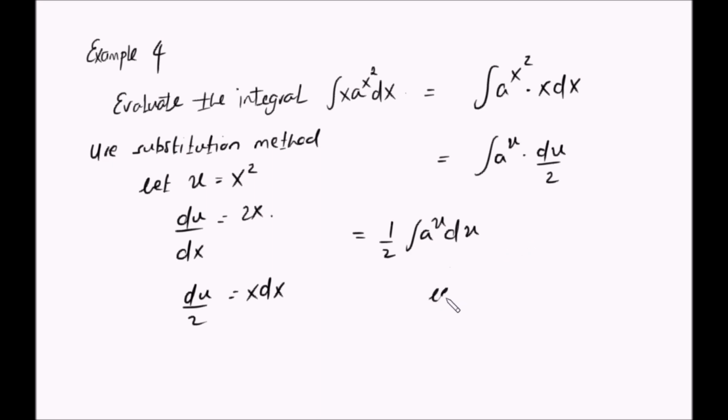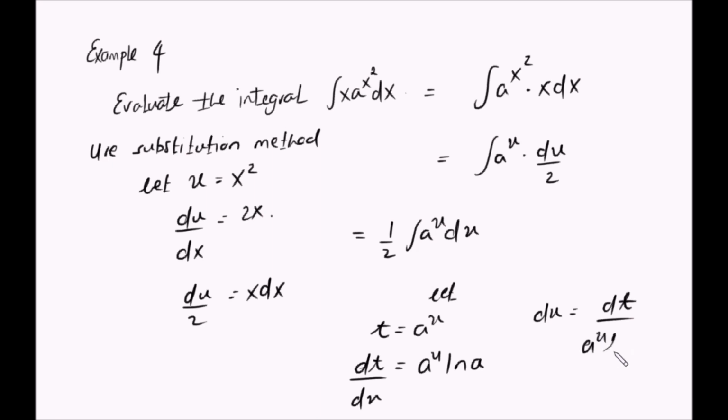So I'm going to let now t equal a to the power u. Differentiating t with respect to u, I only get a to the power u ln a. So if I make du the subject here, I'll get dt over a to the power u ln a. So my du becomes dt over t ln a. So I want to start with a fresh page.